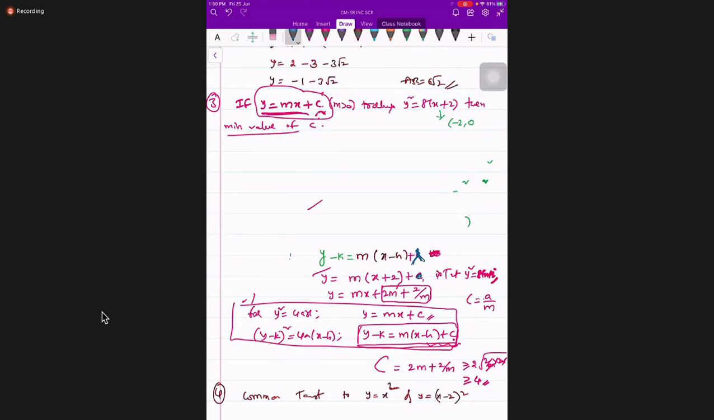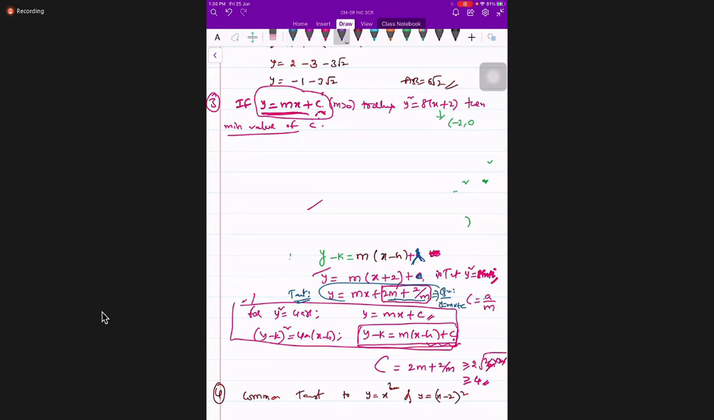Now this one you compare with your question condition. What is the question condition? y equal to mx plus c, because this is the tangent, students. Now in the place of c, what is the constant term? 2m plus 2 by m. That is the minimum value. Okay, students? Don't confuse.